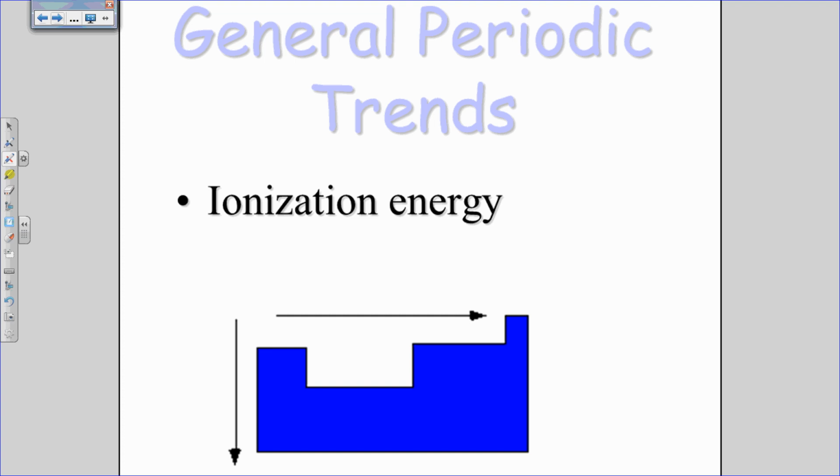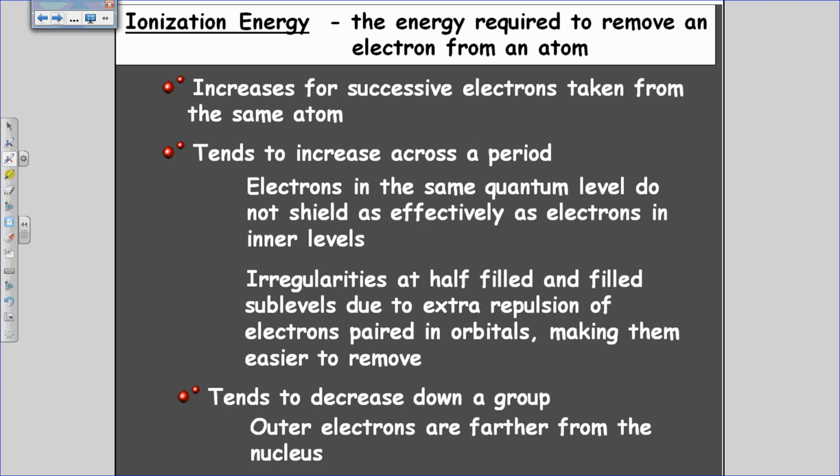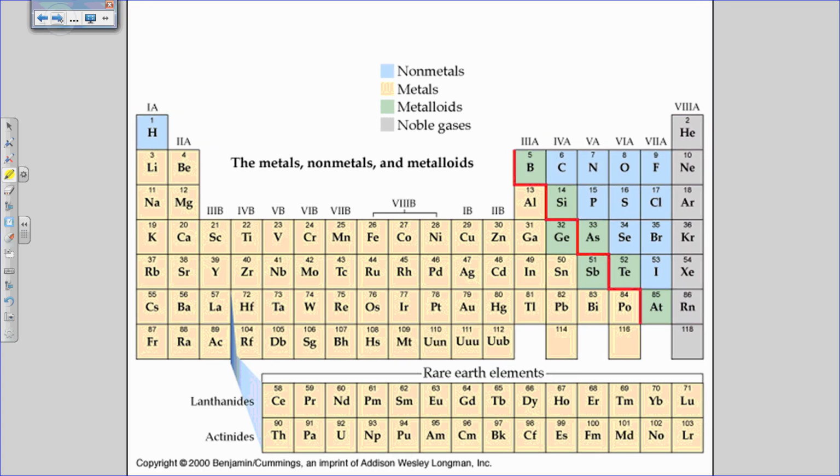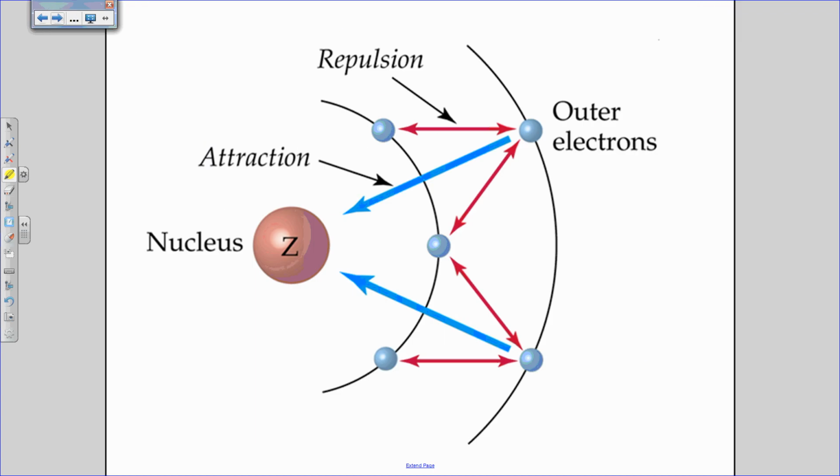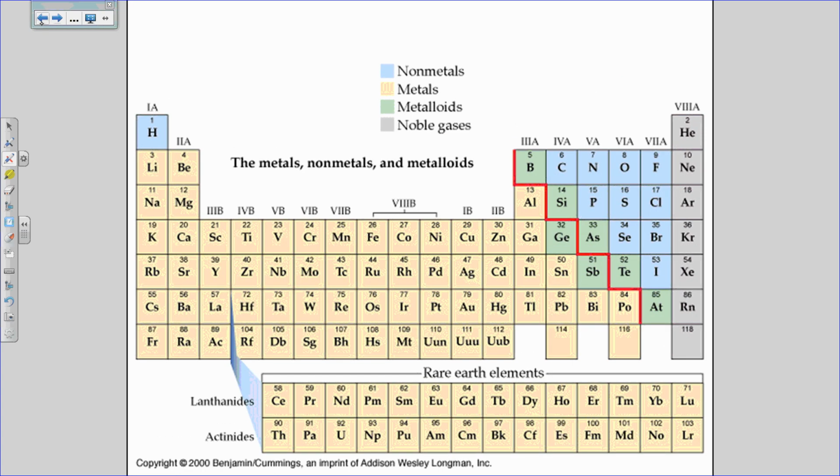All right, last trend, ionization energy. What's the definition of ionization energy? Well, the definition of ionization energy is the energy required to remove an electron from an atom, the outermost electron. So here's a diagram right here. How much energy is required to take that electron and rip it off? That's what ionization energy is, because when you remove the electron, you're going to turn that atom into an ion.